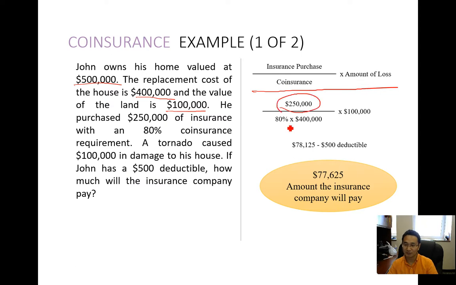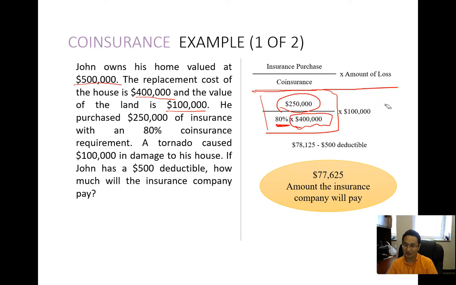This is the policy amount, and this is the replacement cost of the house. Don't include land. Land will be excluded. 80%. A lot of times it's just 80%. So you need to make sure this ratio is greater than or equal to 1.0 to have your coverage. And right here it's less than that, okay?